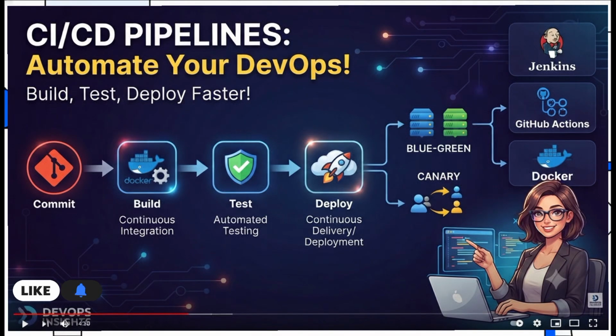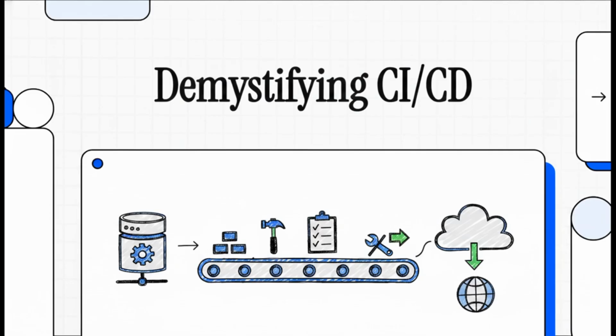Ever wonder how the massive tech giants push out new features, like literally all the time, without bringing their whole system crashing down? It's all about transforming software development from a tedious manual chore into a fully automated, high-speed assembly line. Today, we're demystifying CI/CD and showing you exactly how this engineering magic actually happens.